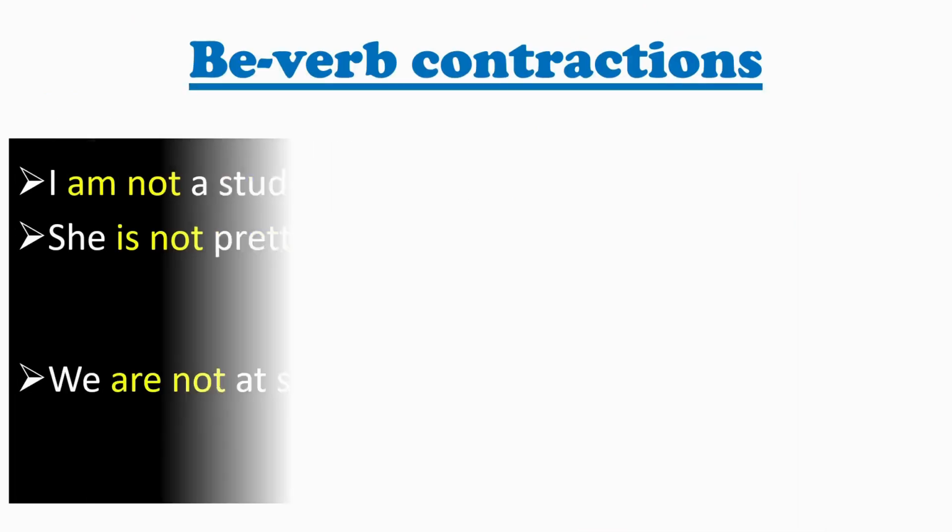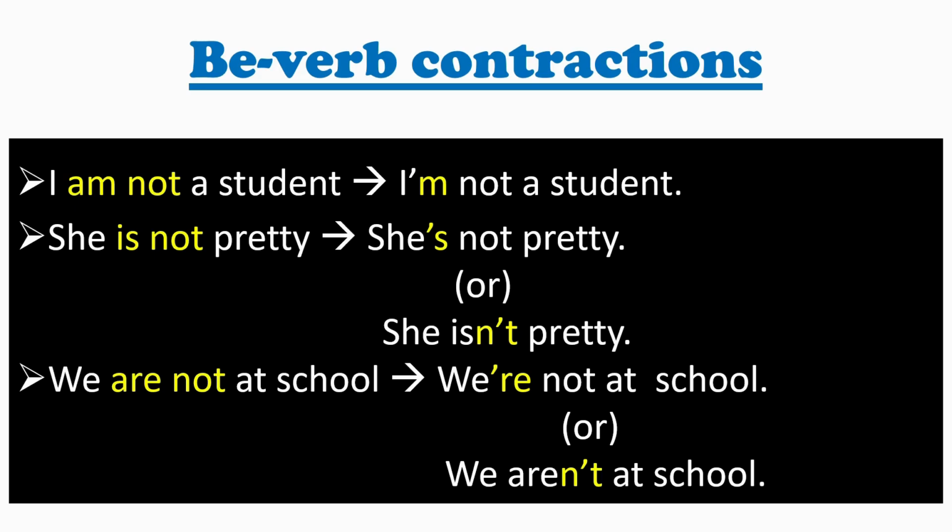Be-verb contractions. I am not a student can be written as I'm not a student. She is not pretty can be written as she's not pretty or she isn't pretty. We are not at school can be written as we're not at school or we aren't at school.